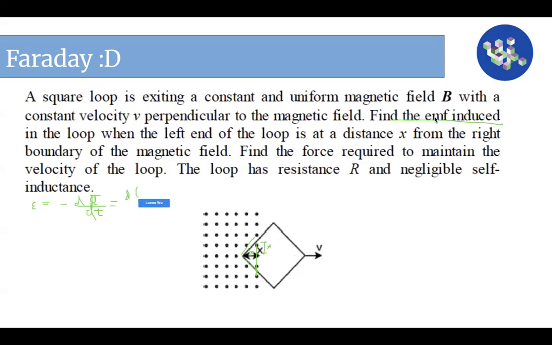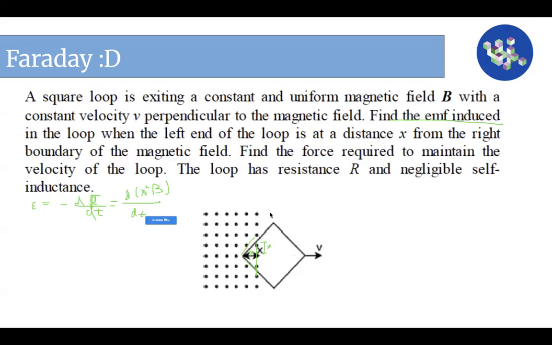The flux will be equal to, first off, the area of that region, so x squared, and then times B, right? Because we're finding the magnetic field times the area, the d of that over dt. Now, okay, how do we find that?